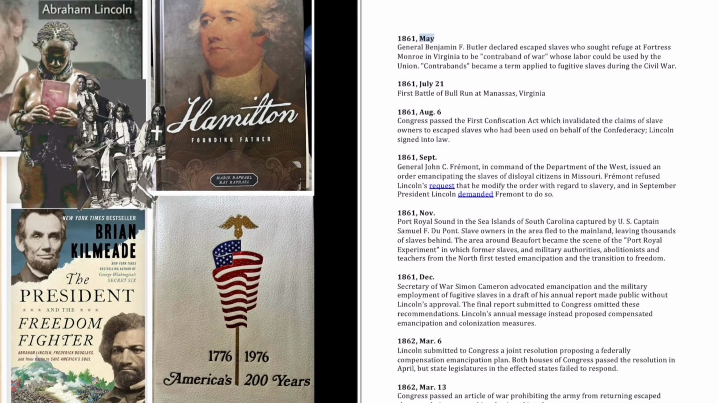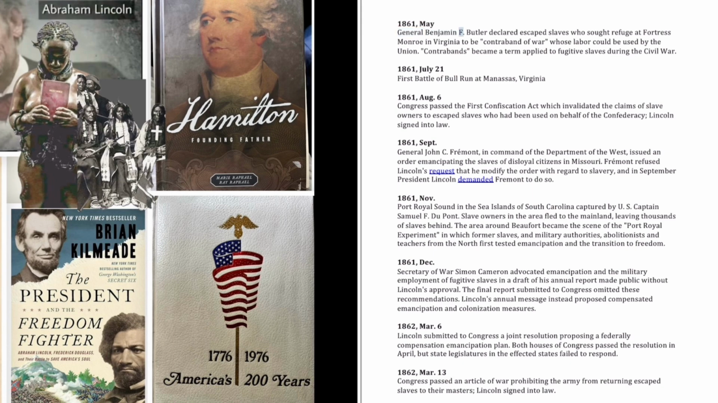1861, May. General Benjamin F. Butler declared escaped slaves who sought refuge at Fortress Monroe in Virginia to be contraband of war whose labor could be used by the Union. Contrabands became a term applied to fugitive slaves during the Civil War. 1861, July 21. First Battle of Bull Run at Manassas, Virginia.